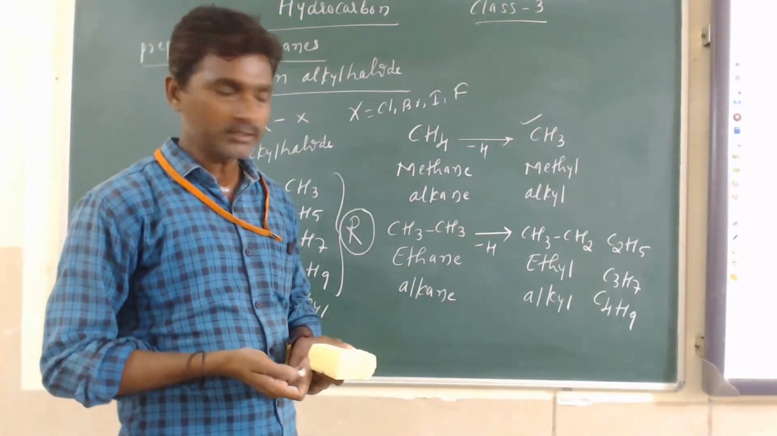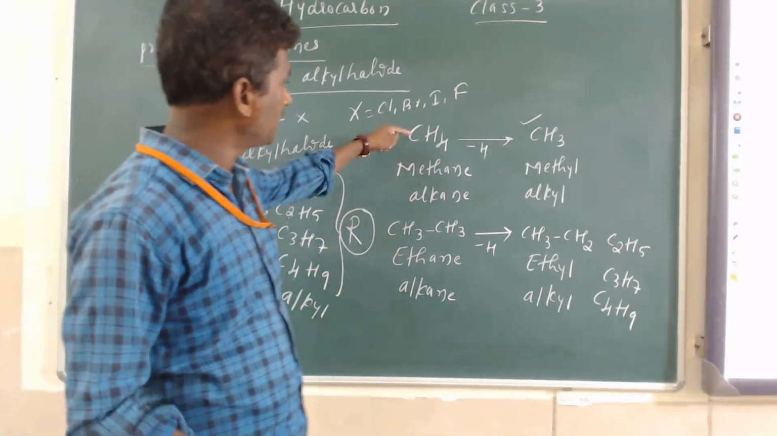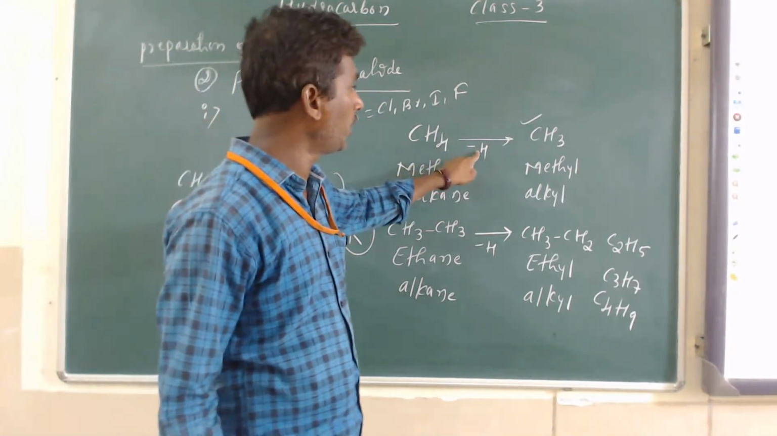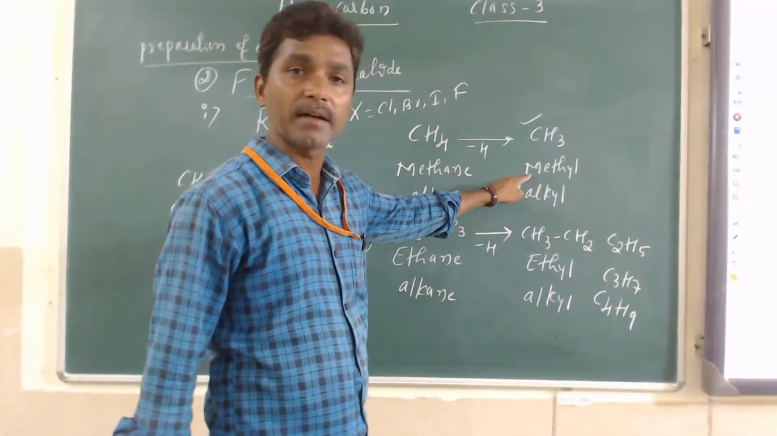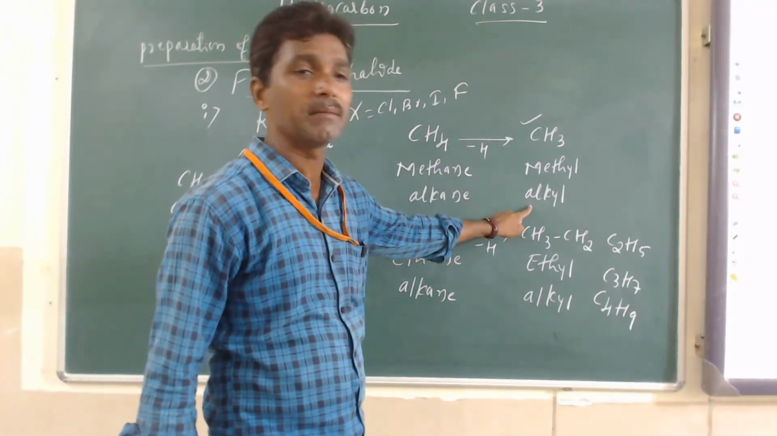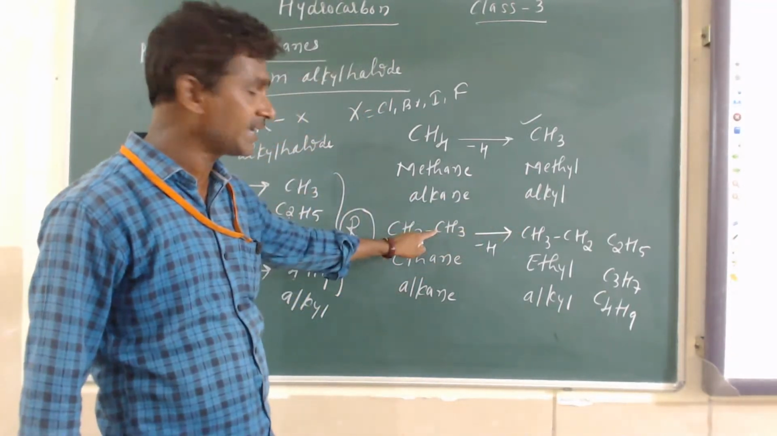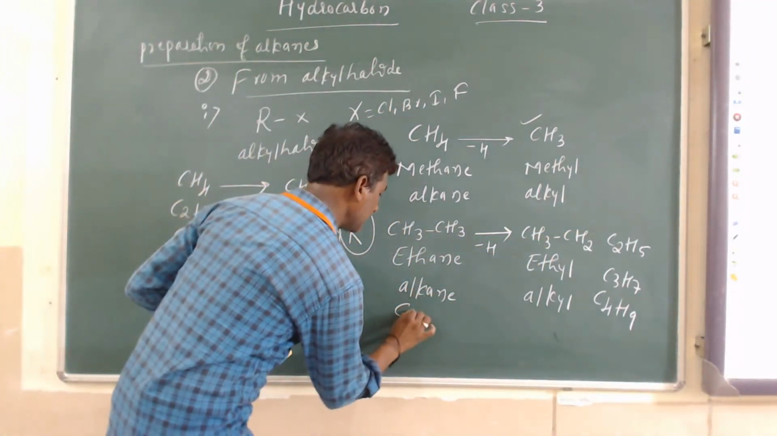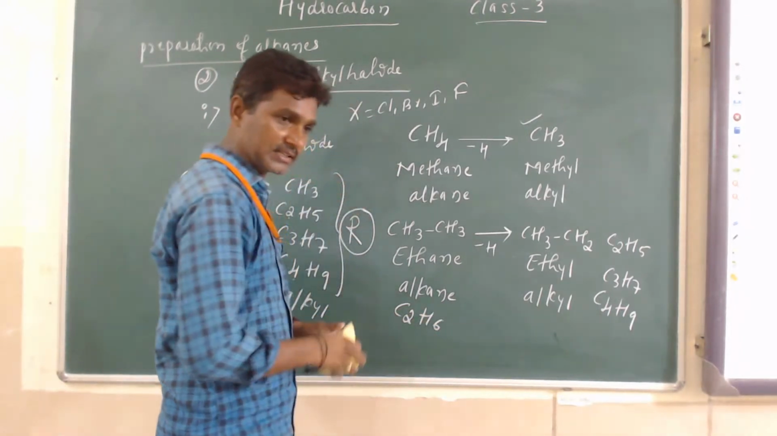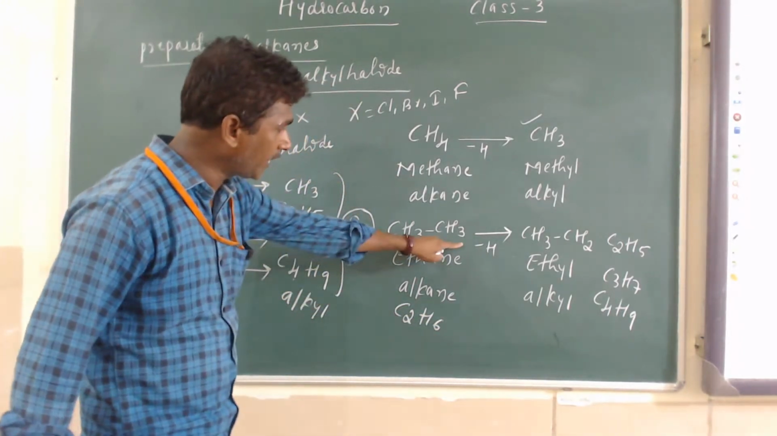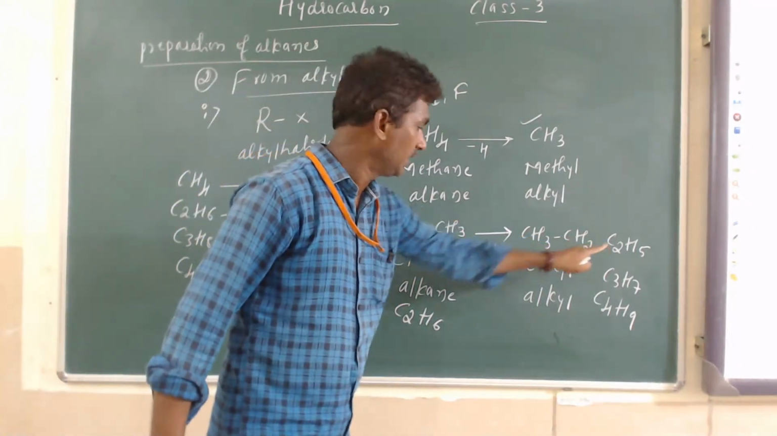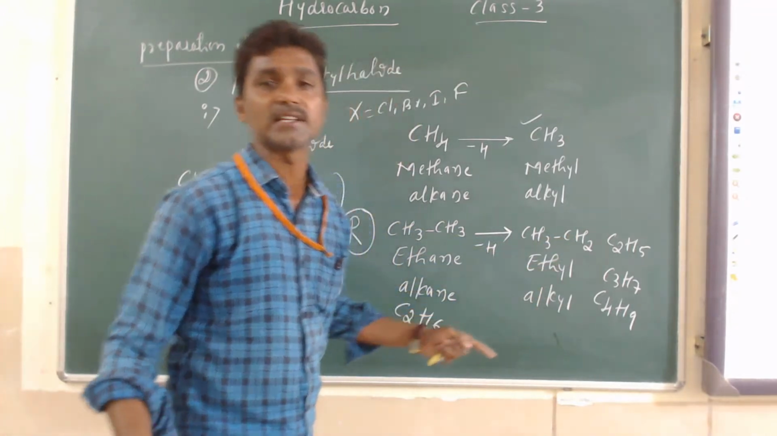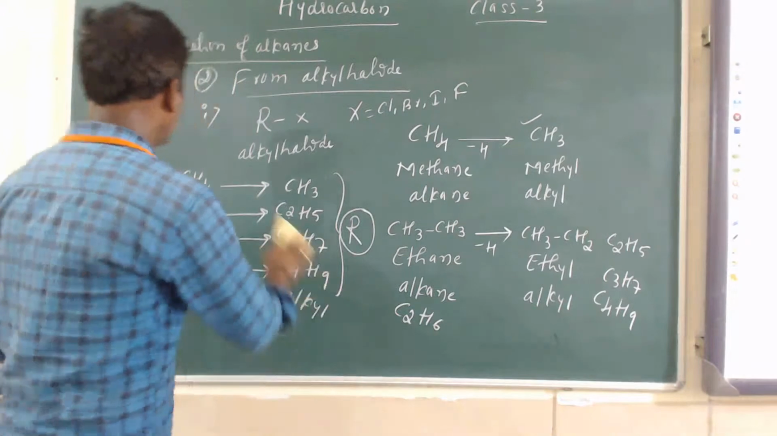Okay, my dear students. So now what is CH4? CH4 is called methane. Methane is an example of alkane. You remove one hydrogen, CH3. CH3 is methyl. Methyl is nothing but an alkyl. From C2H6 you remove one hydrogen, it is C2H5. This C2H5 is called ethyl. Ethyl is an example of alkyl.